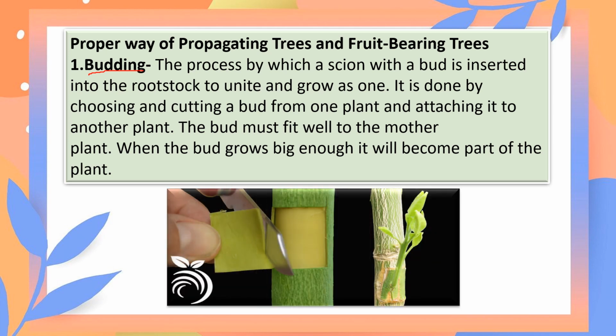So that is the process by which a scion with a bud is inserted into the rootstock to unite and grow as one. It is done by choosing and cutting a bud from one plant and attaching it to another plant. The bud must fit well to the mother plant. When the bud grows big enough, it will become part of the plant. So take a look at the illustration, children. So that is how budding is being done.